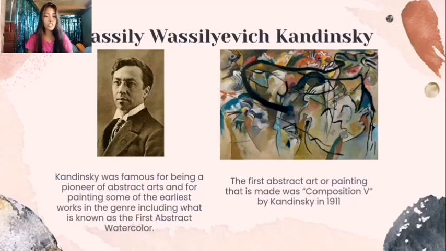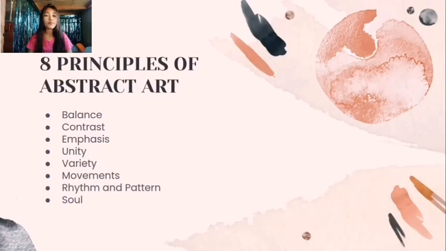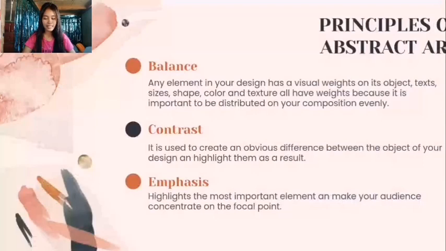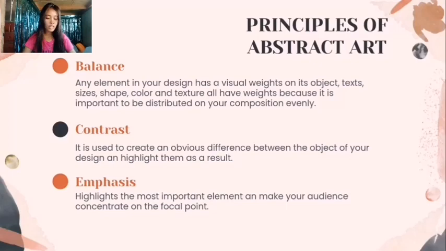The principles of abstract art. There are 8 principles of abstract art by Helen Elliott, namely balance, contrast, emphasis, unity, variety, movement, rhythm or pattern, and lastly, the individual voice or the soul. So first, balance. Any element in your design has a visual weight, especially objects, text, sizes, shapes, colors, and textures. All of it has weight.